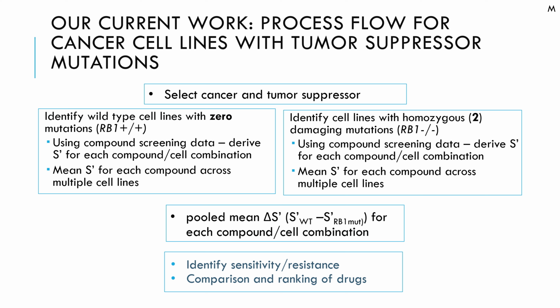So when you get that delta S prime, which is just what we're calling this final ranking metric, you are able to then identify which of those compounds, in the context of that cancer and relative to that tumor suppressor that you're looking at, is inducing more of a sensitivity to cell death or more of a resistance to cell death. And this allows us to ultimately come up with a comparison mechanism and a ranking system.